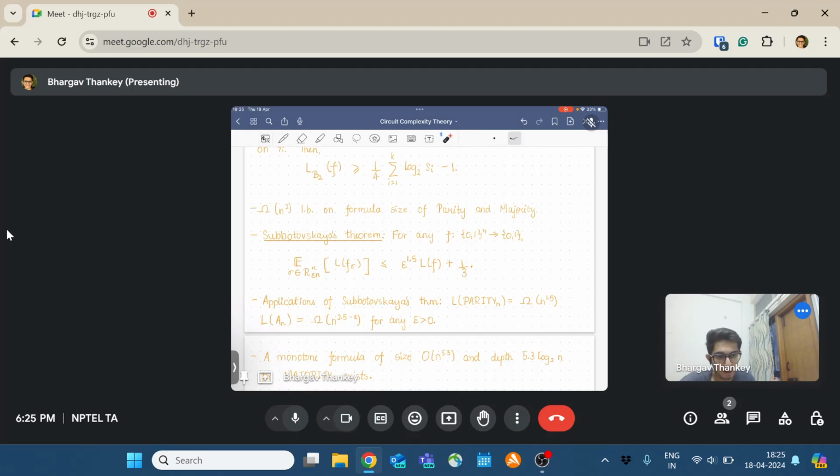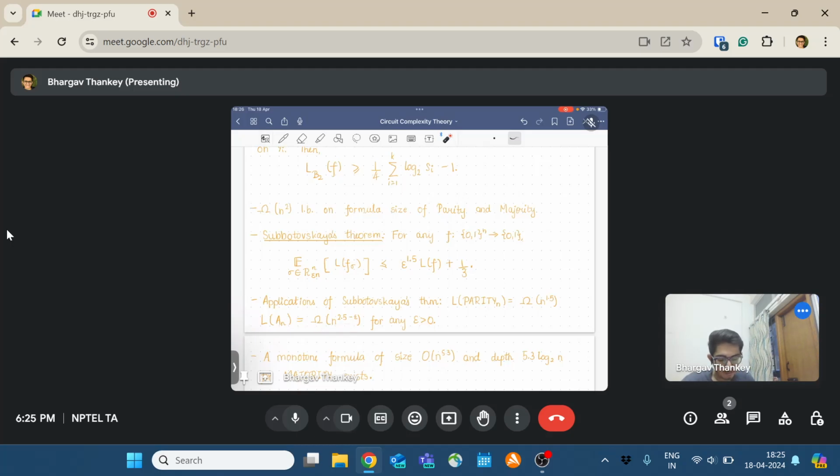So f sigma, which is f with this random restriction applied, is at most epsilon to the 1.5 LF plus 1 over 3. And as an application of Subbotovskaya's theorem, we show that the size of any formula computing parity is at least n to the 1.5, and the size of any formula computing Andreev's function is at least n to the 2.5 minus epsilon for any epsilon greater than 0.